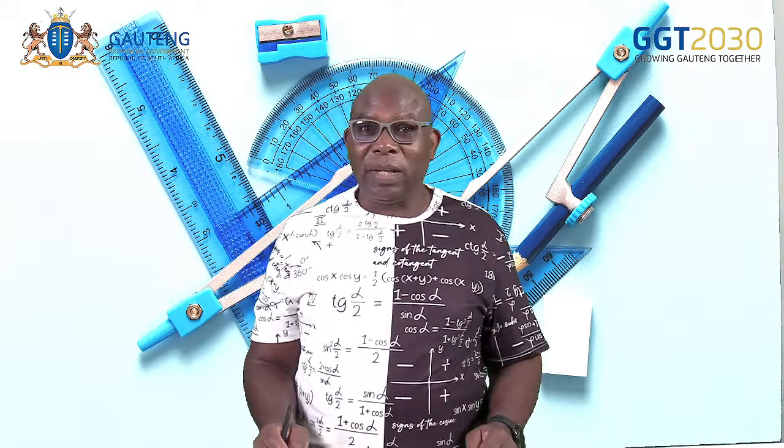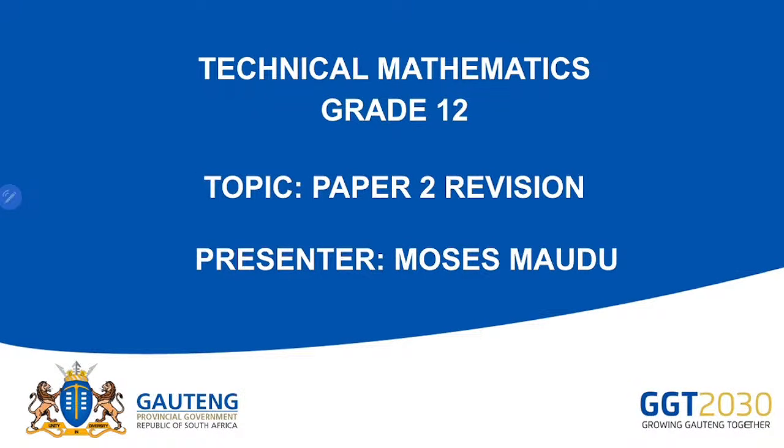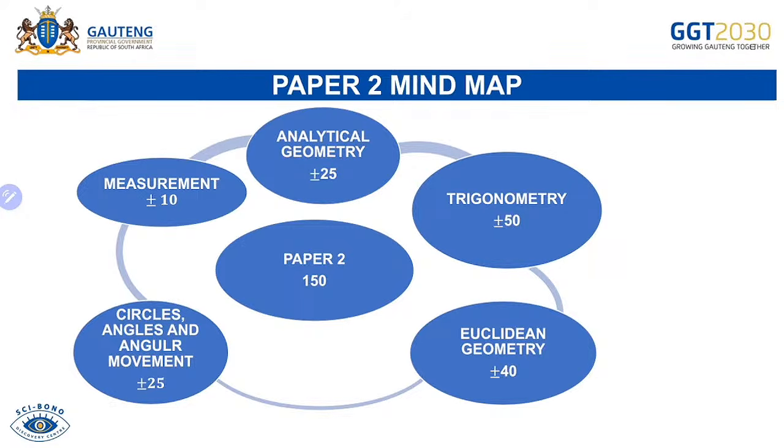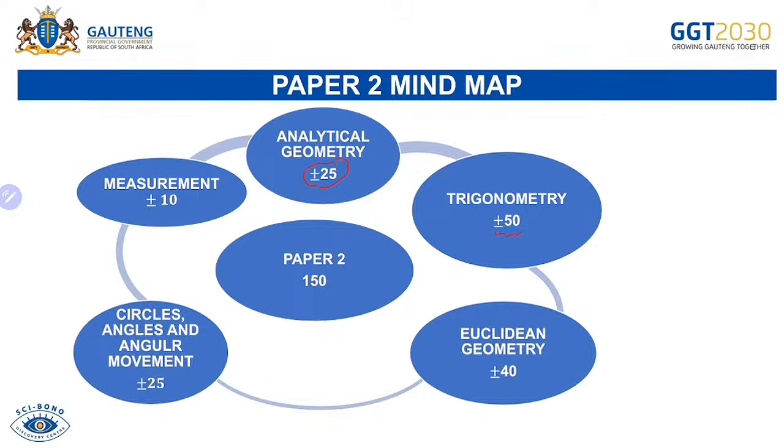Today we're going to be looking at paper 2, a revision, which has the following topics. We're going to look at analytical geometry, which is plus minus 25 marks, of which we must get a minimum of 20. We're going to look at trigonometry, which is 50 marks, which I think most of you learners find a bit challenging, but today we're going to make it look very simple.